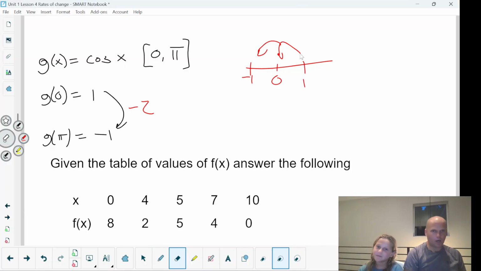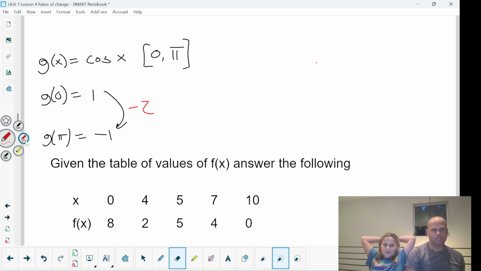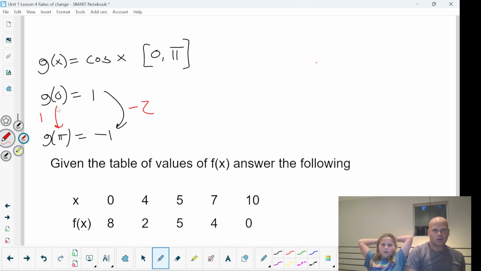Okay. Cool? All right. Now from 0 to the number pi, do you know about pi? You love pi. I'm adding pi. The slope is 2 over pi.